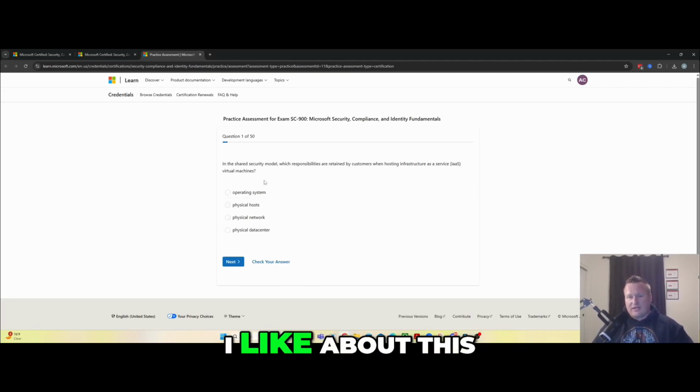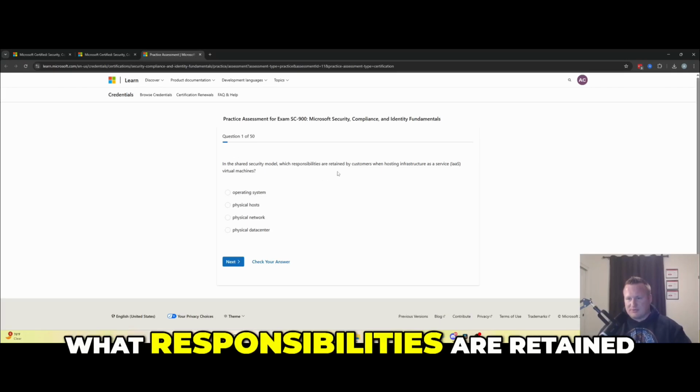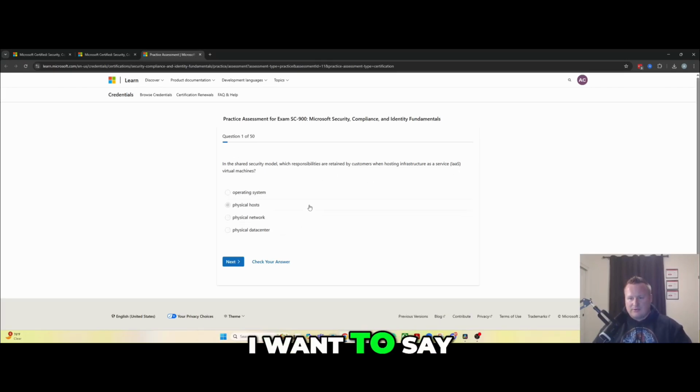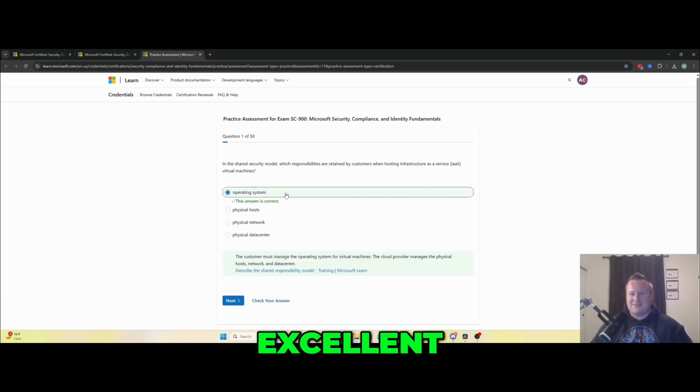And the cool thing I like about this, I'll see if I can show you on this one, in the shared security module: what responsibilities are retained by customers when hosting infrastructure as a service? I want to say that's going to be the operating system. Cool, hey, I got it right. Excellent.